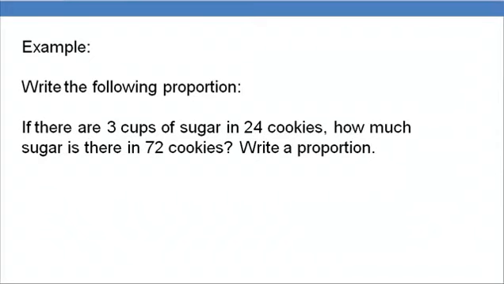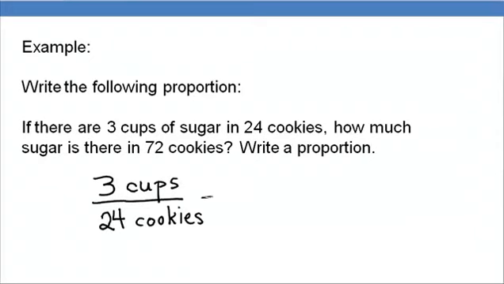So our first part of this one, if there are 3 cups of sugar in 24 cookies, so that's giving us one rate. So we'll make a fraction. So 3 cups, I don't have to write the entire thing, but that'll give me an idea. So 3 cups of sugar for 24 cookies. Now, I'm going to work at this same rate. I would go ahead and put my labels. The numerator needs to be cups of sugar. The denominator needs to be cookies so that they match.